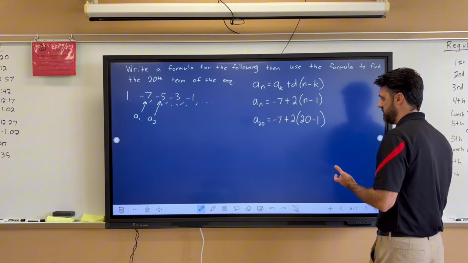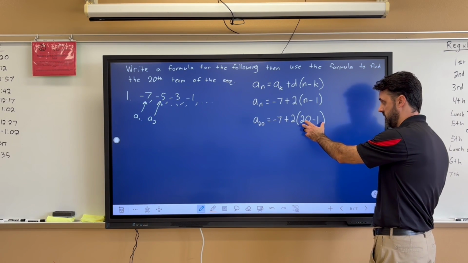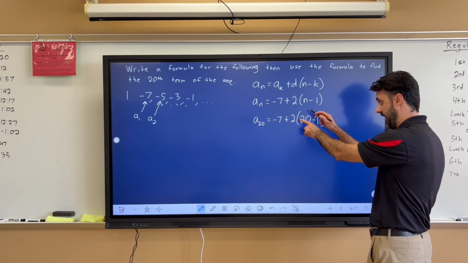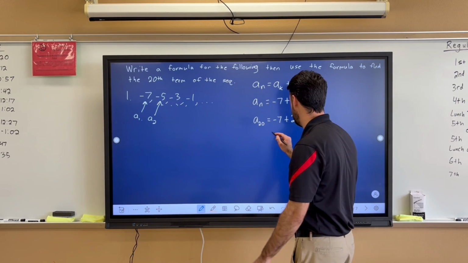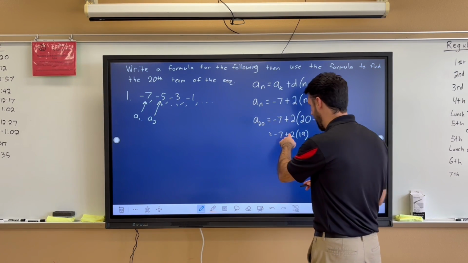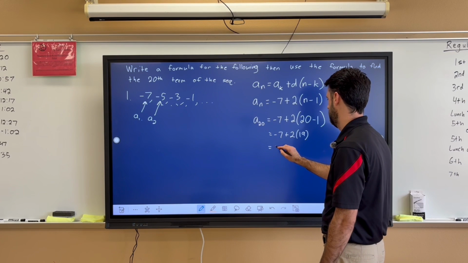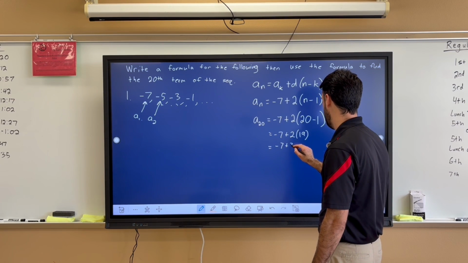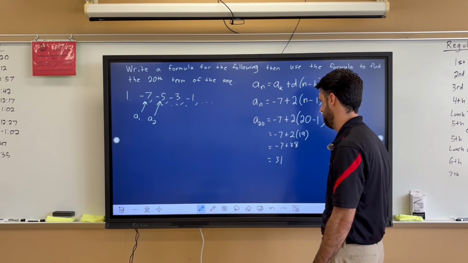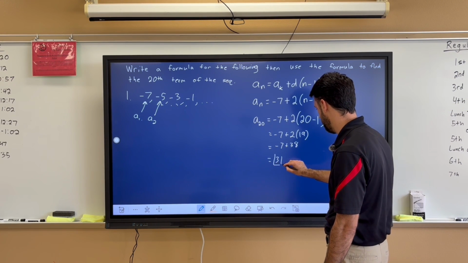Now, order of operations, we want to do what's in the parentheses first. So subtract first to get 19. Do not add those two together. Once we subtract those to get 19, we want to multiply the 2 and the 19 together, and then we'll add it to negative 7. So that's negative 7 plus 38. And if we add those together, we get 31. All right, so that's our 20th term.